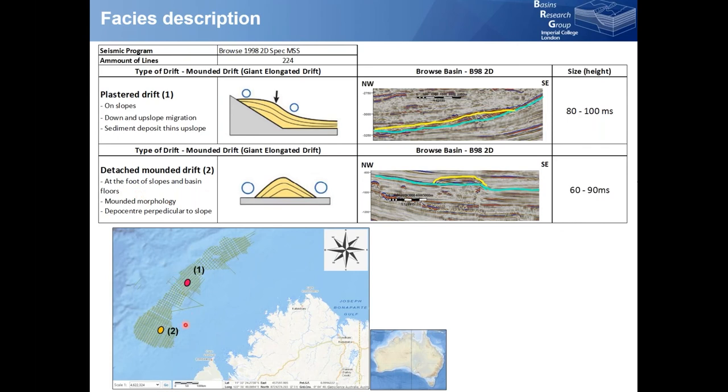Here in the second one, that is located towards the south part, we can find some detached mounded drifts. Here we have the response over the limit of the sequence. So we see some similarities with these ones, so that's why we decided to call it like that. This one has almost 5 kilometers width, and this one, I forgot to mention, is more than 20 kilometers width. The thickness is almost 60 to 90 milliseconds.